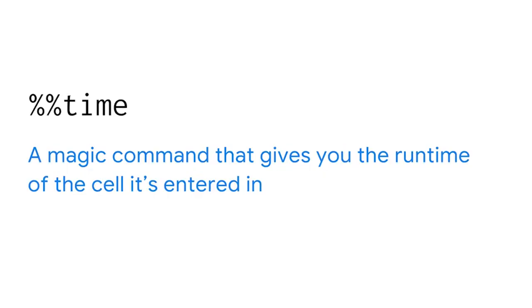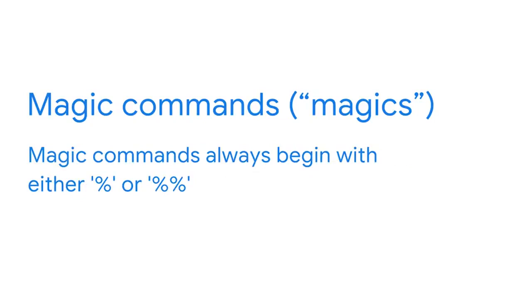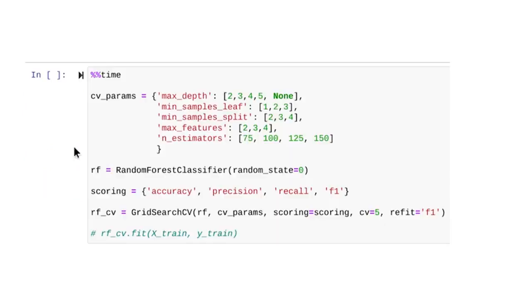You can get a cell's runtime by entering %%time at the top. This is called a magic command. Magic commands, often just called magics, are commands that are built into IPython to simplify common tasks. They always begin with either % or %%.